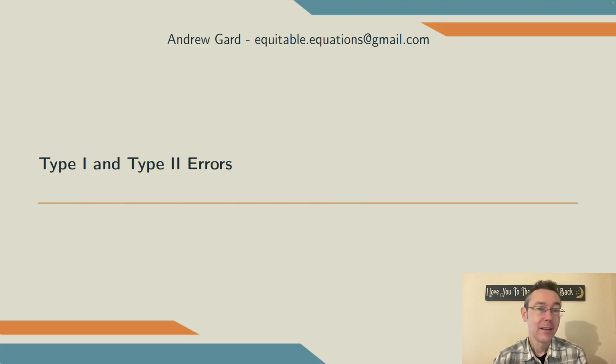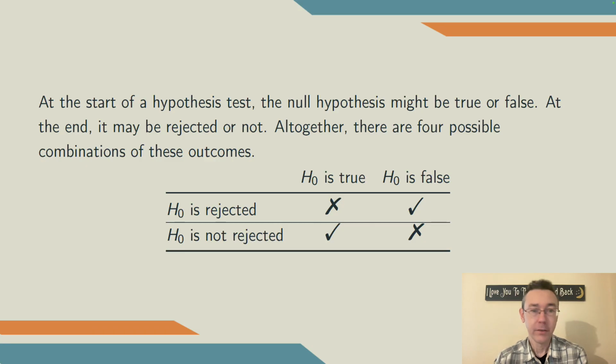Hey everybody. Today we're talking about type 1 and type 2 errors in statistical hypothesis testing. At the start of a test, the null hypothesis could be true or it could be false, and at the end, it could be rejected or not. So altogether, we have 4 possible combinations of outcomes that are summarized here in this table, and fundamentally 2 of them feel good and 2 of them don't.